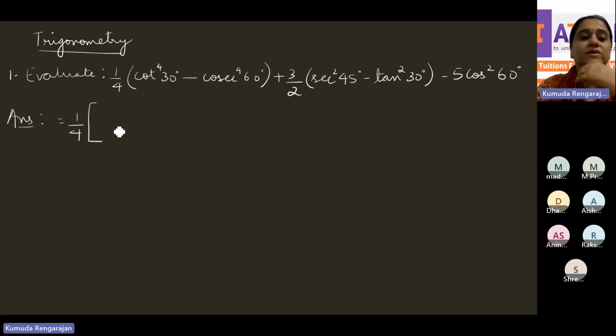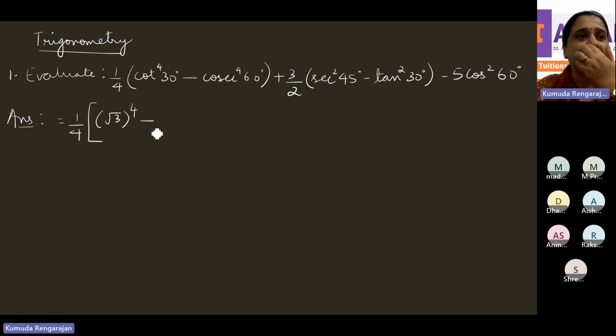What's the value of cot 30? What's the value of tan 30? 1 by root 3. Tan 30 degrees is 1 by root 3. So cot 30 degrees will be root 3 by 1, which is root 3. Cot 30 degrees to the power 4, so root 3 to the power 4, minus cosecant 60 degrees.